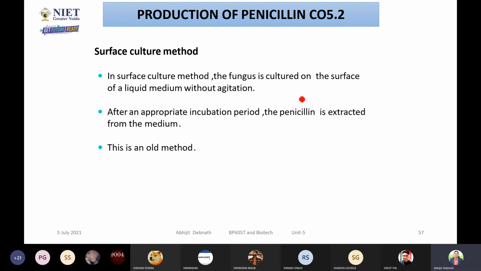So in surface culture method, the fungus is actually cultured on the surface of the liquid medium without any agitation. After an appropriate incubation period, penicillin is extracted from the medium, and this is an old method. Okay, this is a very old method.